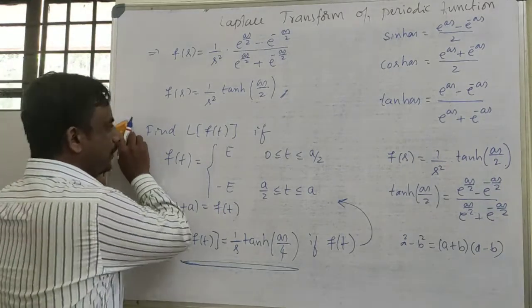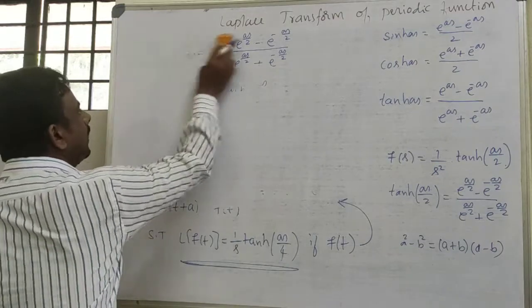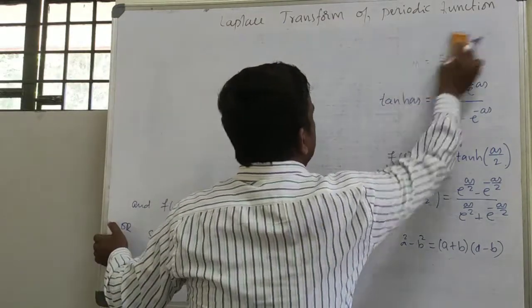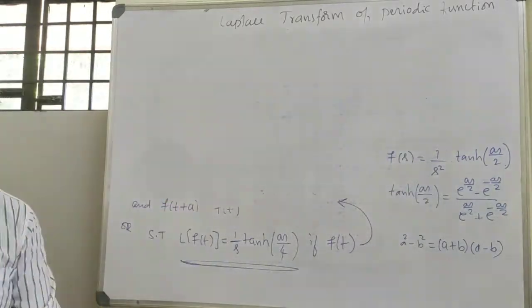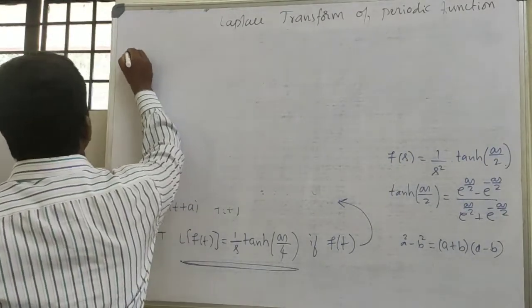There is one more problem, the last one, and also the important one. As usual, find L of f of t if f of t equal to, problem D.